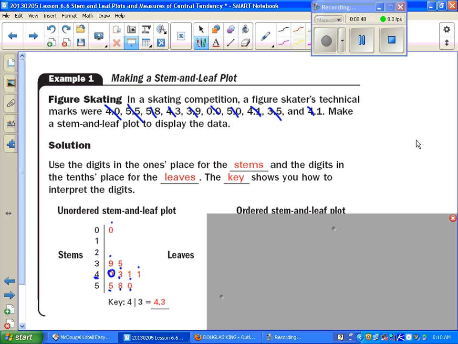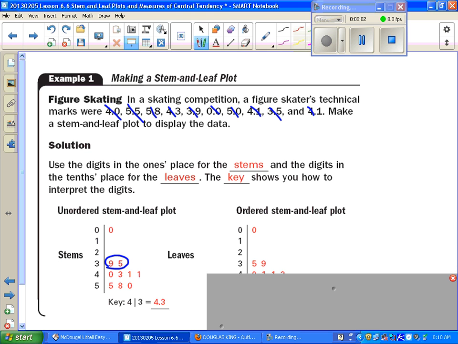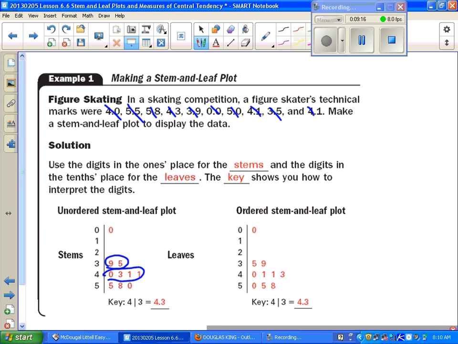Then when you order them, leave it looking just like it is, except take each of these rows and reorder them. So take 9 and 5, they're not in the right order. They're not ascending. You have to put 5 and then 9. Then take 0, 3, 1, 1, not in ascending order. Just reorder them. Make it say 0, 1, 1, 3. And then the last one, 5, 8, 0, make it say 0, 5, 8. Your key at the bottom says 4 | 3 on each side of the stem and the leaf represents 4.3.